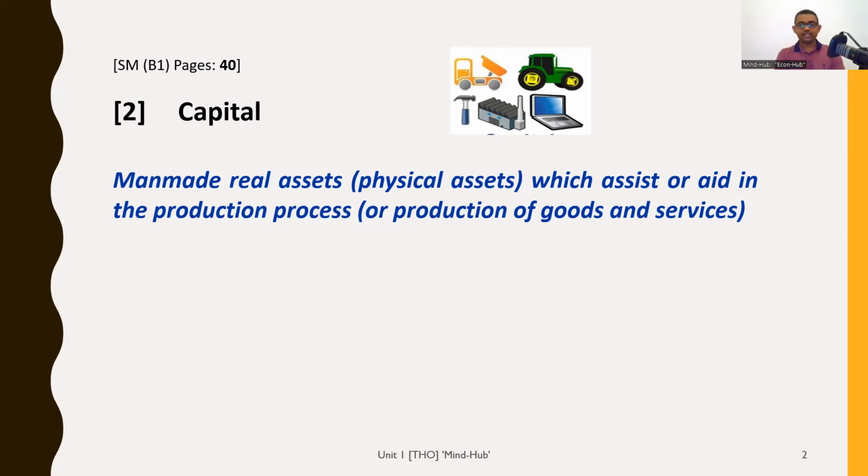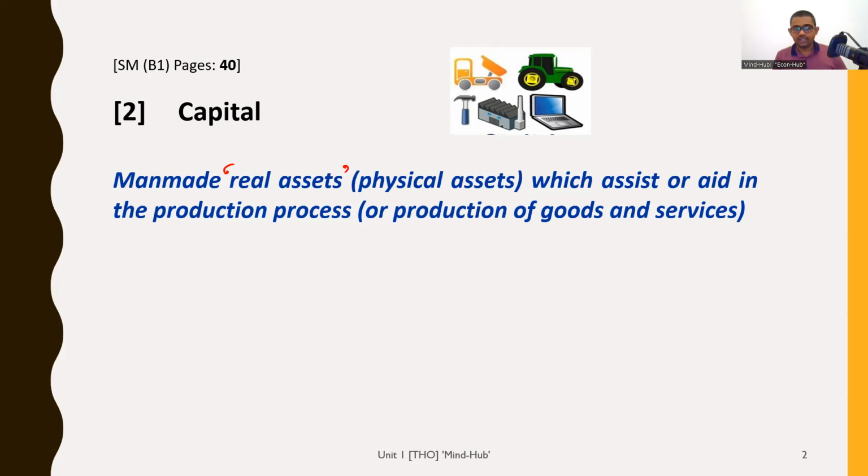Right, okay. Quickly write this: capital is man-made real assets. Sometimes we directly say physical assets, but I think the more appropriate term is real assets, which assist or aid in the production process. Or we can say assist or aid in the process of producing goods and services, or production of goods and services.